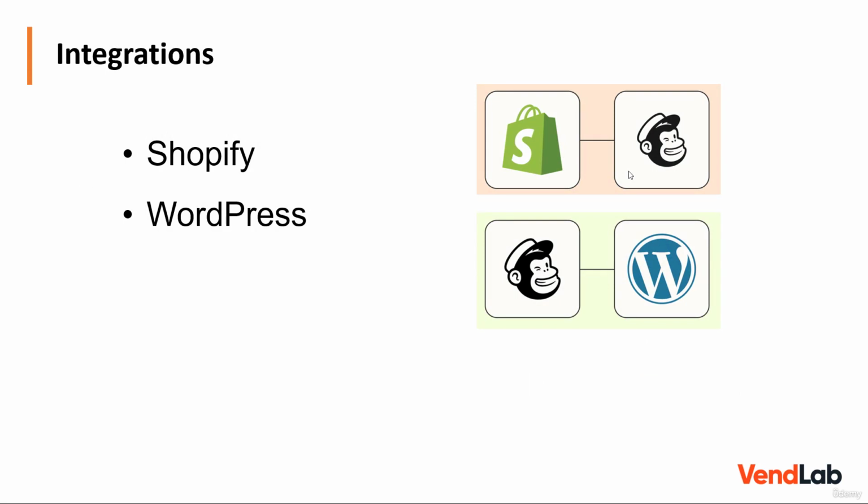Running an email marketing campaign is much easier if your e-commerce platform is integrated with MailChimp. So we're going to be covering how you integrate two of the most popular platforms, that is Shopify and WordPress, using MailChimp apps.